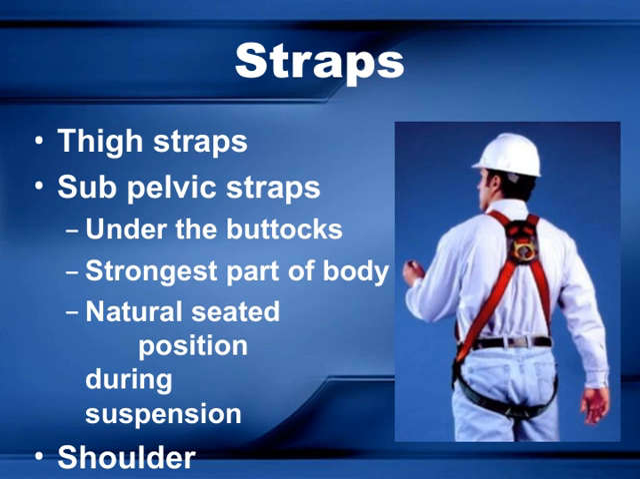It's important to note that the area under the buttocks is one of the strongest parts of the body, which helps distribute the weight effectively. This natural seated position during suspension helps maintain comfort and stability. Moving on, shoulder straps are essential for supporting the upper body, ensuring everything stays in place. And finally, the straps overall work together to create a balanced and secure setup. Understanding how these straps work in harmony is fundamental for a safe and effective suspension experience.